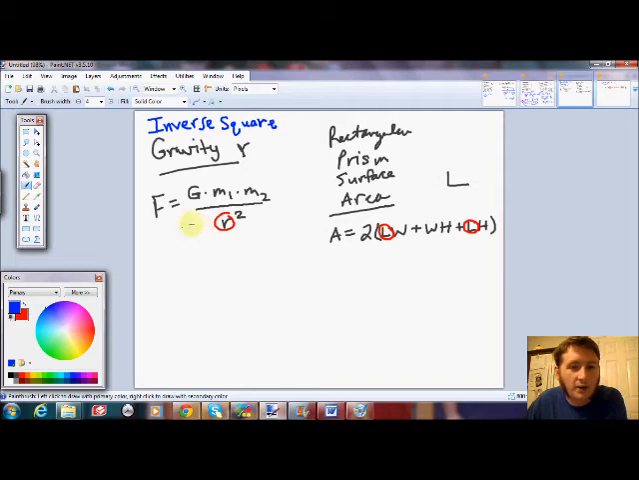So here we go. We want to solve this for a radius, which is in the denominator. So I think I'll start by multiplying by the denominator, radius squared, just to get it out of the denominator.